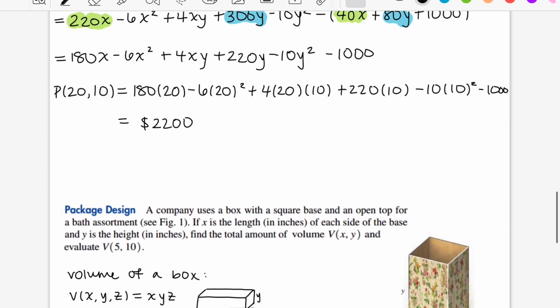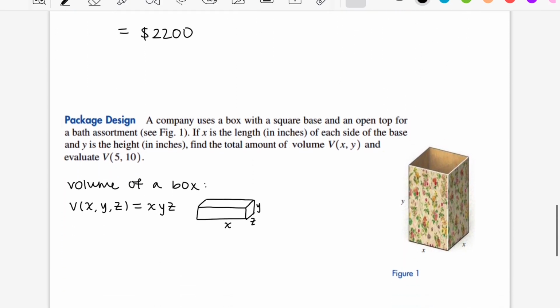The next example we're going to look at is this one here. Suppose a company uses a box with a square base and an open top for a bath assortment, and that's shown in this figure here. If x is the length in inches of each side of the base and y is the height in inches, we want to find the total amount of volume and evaluate this guy here.